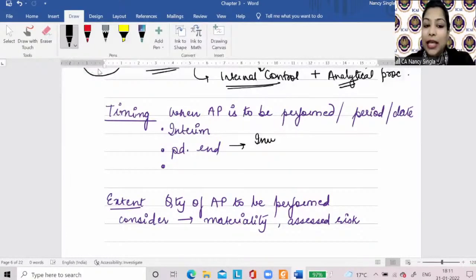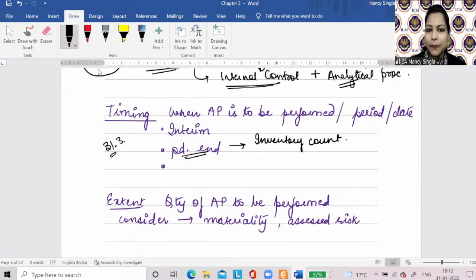When the inventory count of an organization is taking place, I've told you already that conducting the inventory count is the responsibility of the management. We as auditors need to attend the physical inventory count being performed by the employees or personnel of the organization, right? If the management decides that on 31st they will be conducting the inventory count, we will be attending at that time only. Students are saying correct, inventory count. And tell me, what can be the third option?